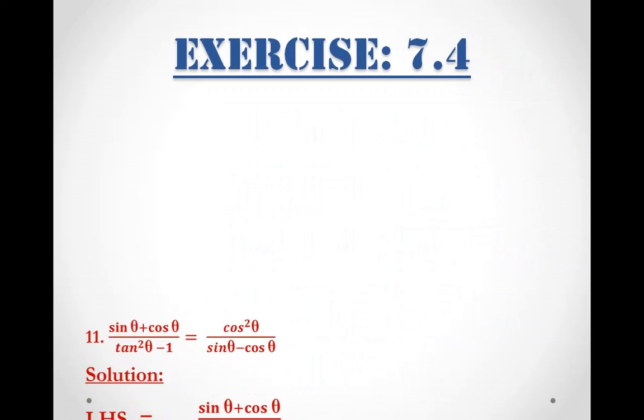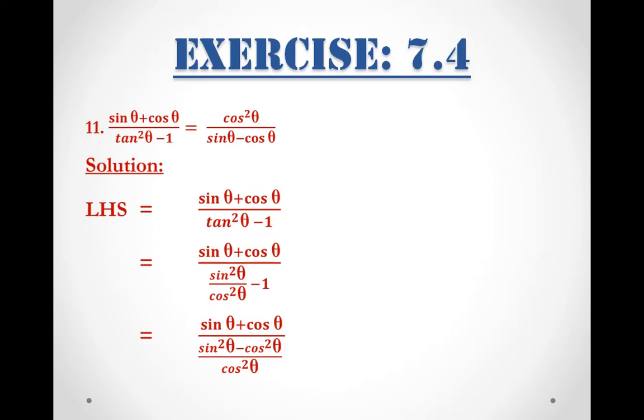Next in the exercise, we have question number 11. Sin theta plus cos theta whole divided by tan square theta minus 1 is equal to cos square theta whole over sin theta minus cos theta. Starting our solution in the same procedure, considering the left hand side. Viewers, here it is important to note that you have the option to take the right hand side if possible and reach the left hand side, apply the steps, and that solution will also be considered as correct.